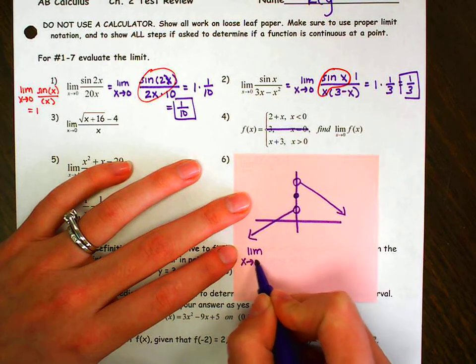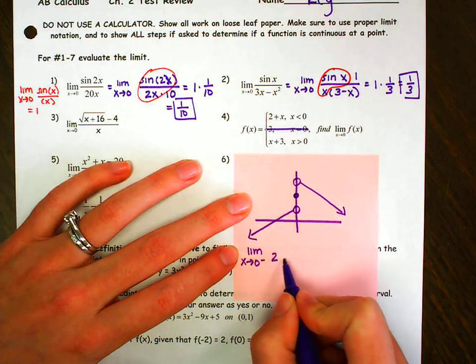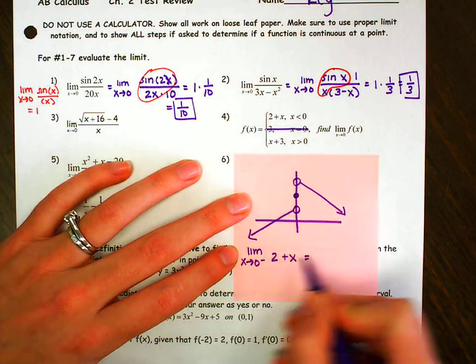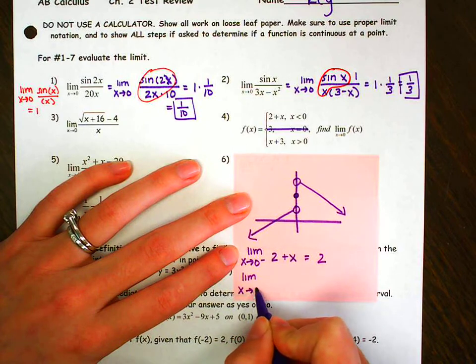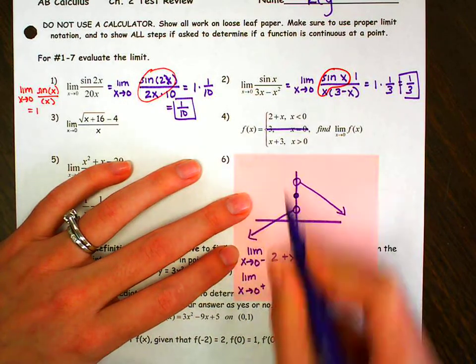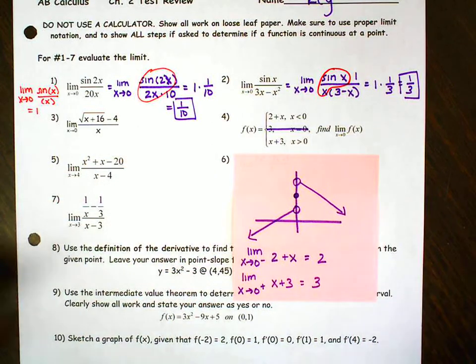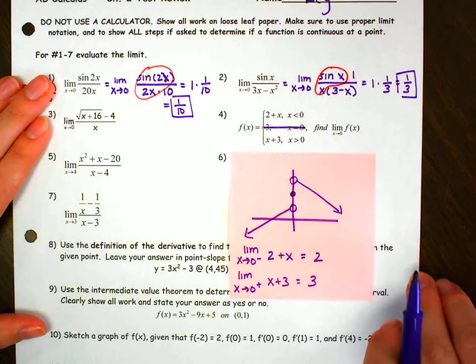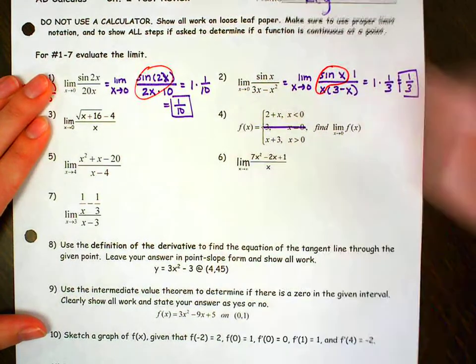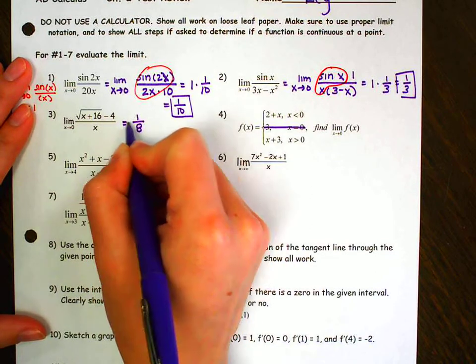So as we approach 0 from the negative side, well, this is when x is less than 0, so I want the limit of this. I'm just going to plug in 0 and I get 2. Now I want the limit from the right side. I plug in 0 and I get 3. So what I'm approaching from both sides is different, so the limit doesn't exist. Okay? I'm going to just write these answers in as I go.